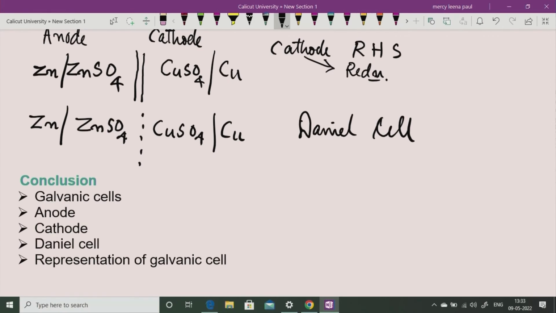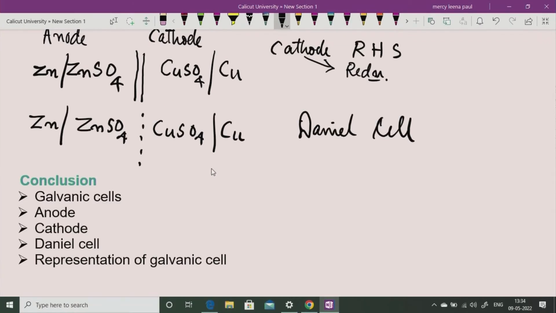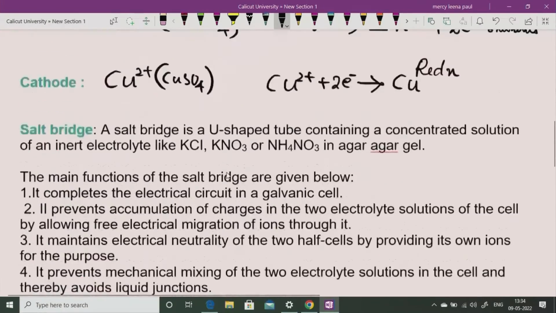This is how we will be representing a cell, and whenever a cell is represented, the electrode shown on the left hand side will be the anode. We will not be mentioning it as an anode, but you should understand that the electrode shown on the left hand side is the anode, and that which is shown at the right hand side is the cathode. Okay. So, in this class we have been dealing with the galvanic cell.